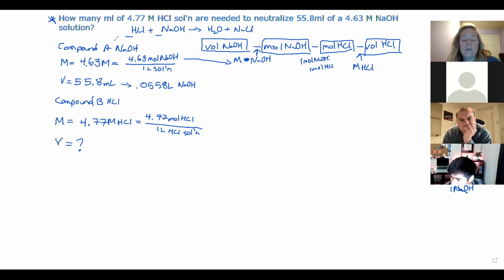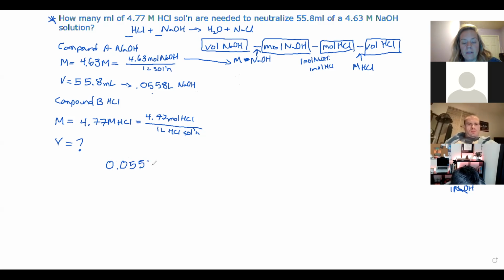As you get better at doing these, you may not have to lay it out so detailed, but I do think in the beginning, this can be helpful just to see where all the information goes. So my flow chart says to start with volume of NaOH. That's this number right here. I've already got it converted. So 0.0558 liters of NaOH.